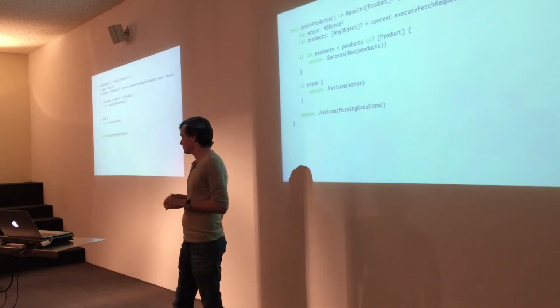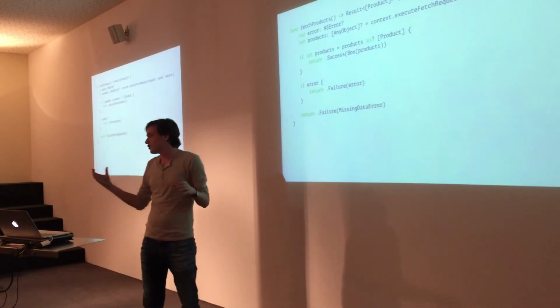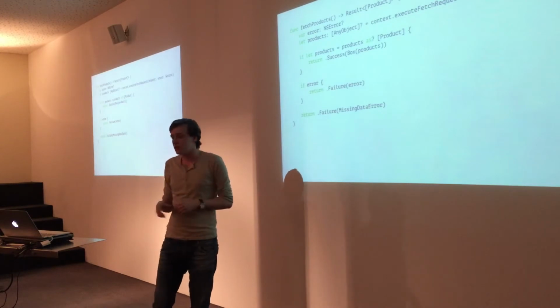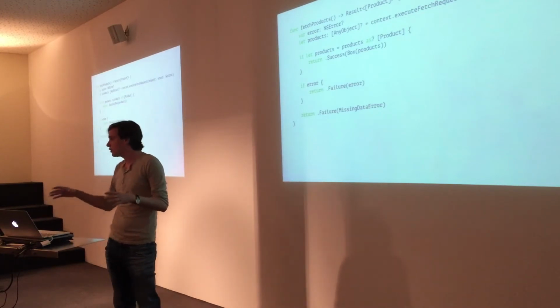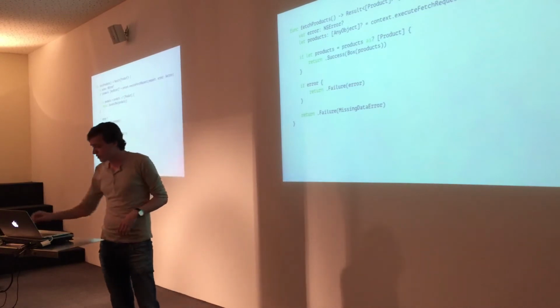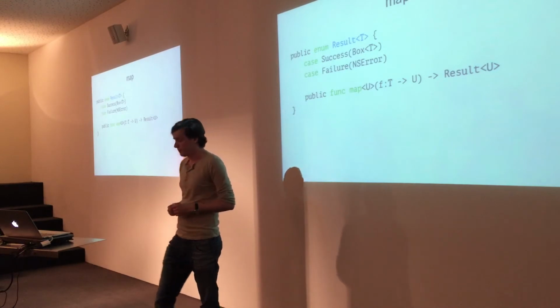And like with a lot of good things in life, the more you use it, the better it gets, because the result has a lot of ways to chain and compose them. So if you write a lot of failable operations that use result, you can chain them together in really nice ways. And one of the operations that you can use for that is map.